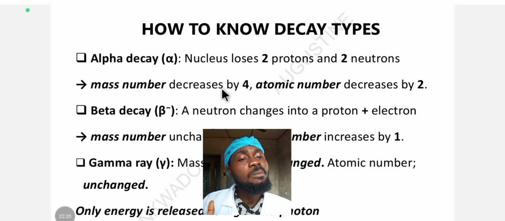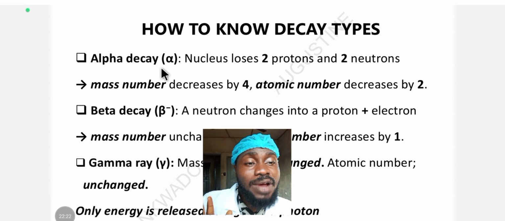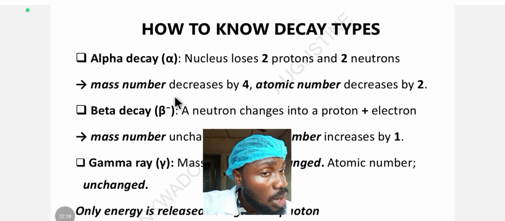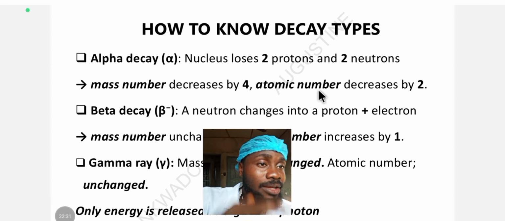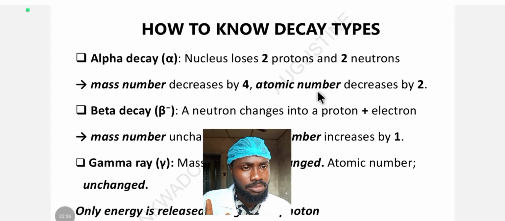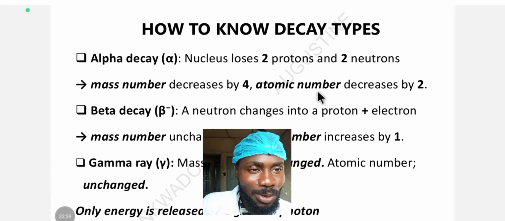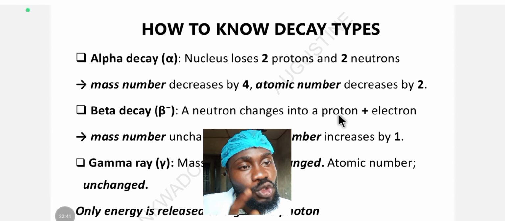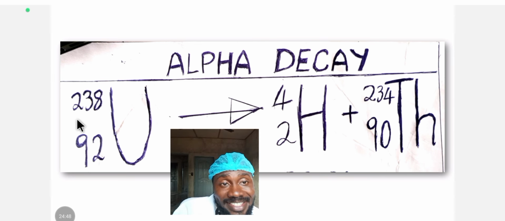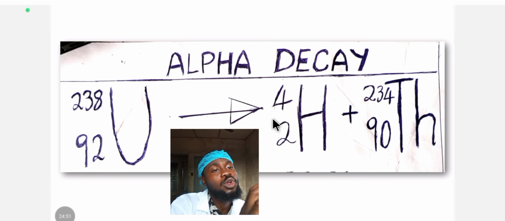So just have it in your mind that in an alpha decay, mass number falls by 4, or decreases by 4. Atomic number decreases by 2. So mass number, atomic number falls by 4 and 2 respectively. 4 for mass number, 2 for atomic number. That's for alpha decay. And let me show you in the diagram. Now, first of all, we will have to look at what we have on the left-hand side and use that to compare what we have on the right-hand side.